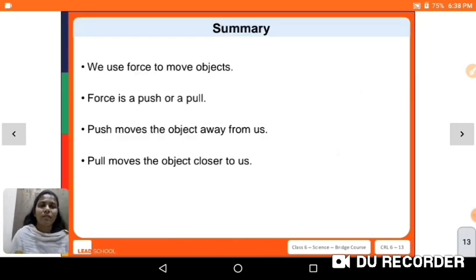So the basic summary is, when we use force to move an object, force is push or pull. When we have to put the object away from us, that is push force, and if we want to bring the object towards us, closer to us, then we will use pull force.